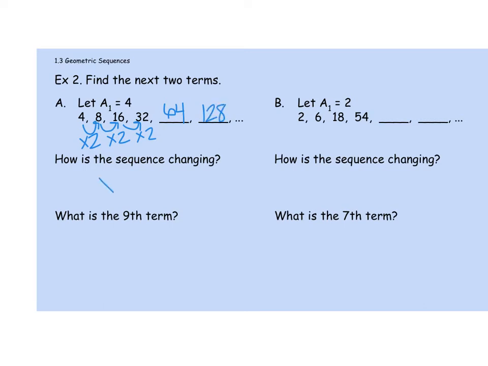So how is the sequence changing? It's multiplying by 2. And then the 9th term, well, we could keep going. This is the first term, 2nd, 3rd, 4th, 5th, 6th. If I did 128 times 2, that'd be the 7th term. The 8th term is 512, and the 9th term would be 1024. Okay. Now, yes, we could have done this with the formula and gone backwards and figured that out, but I figured 9th term's not too bad.